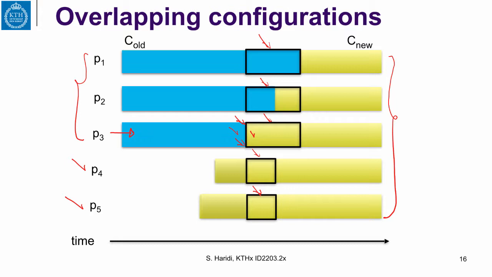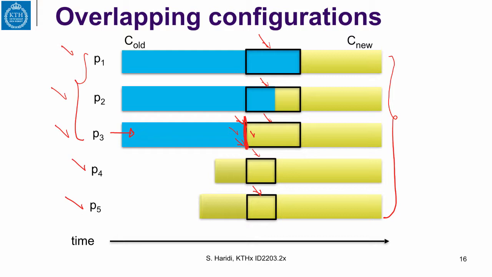We can see now that P1, P2, and P3 are active in 2 configurations and 2 elections. An interesting point is that P3 really defines when a new configuration starts. Why is that?